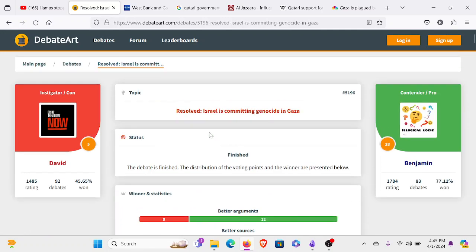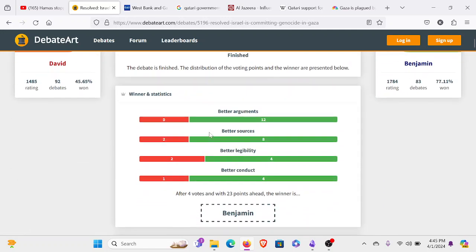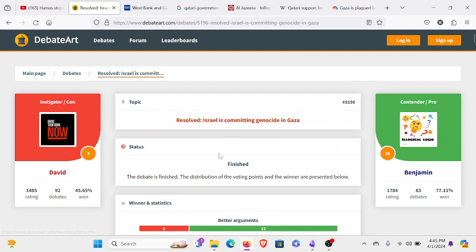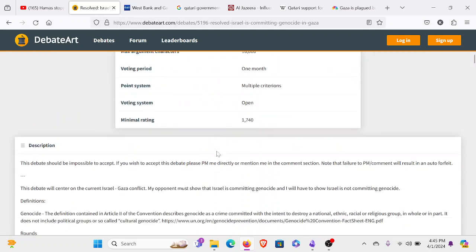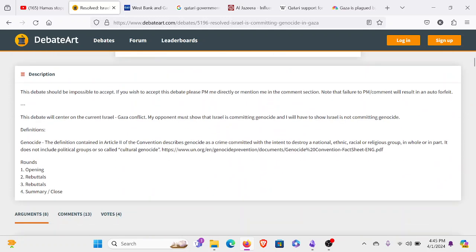So that's what the debate is about. Israel committing genocide in Gaza. Benjamin has to prove that they are. David really doesn't have to prove anything. He just has to knock down Benjamin's arguments.